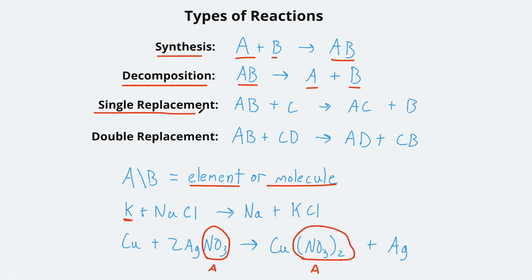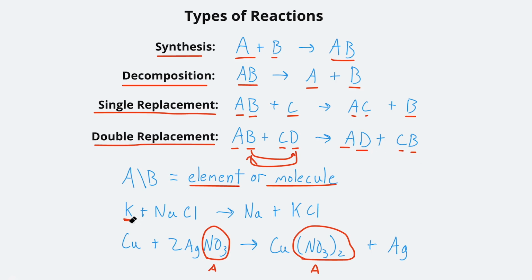Next is a single replacement where you have a molecule made up of two parts, A and B, and one of those gets replaced by C. So then we end up with AC, and the B is now kicked off, so plus B. Last one is a double replacement. So now we have a molecule made up of two parts that then exchanges one of its parts with another molecule that's made up of two parts. So one part of each of these molecules are going to exchange. So here we have the B exchanging with D, and then we end up with AD plus CB.